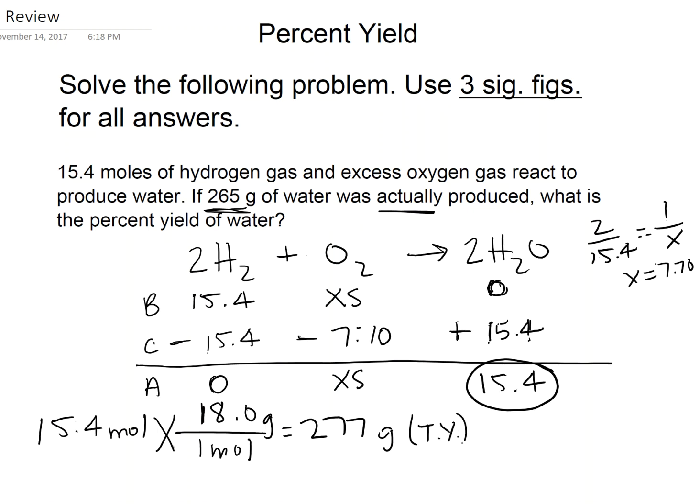Percent yield, if you remember, is the actual yield, 265, divided by the theoretical yield, 277, times 100 to give us a percentage. When you do that math, you get 95.7%.